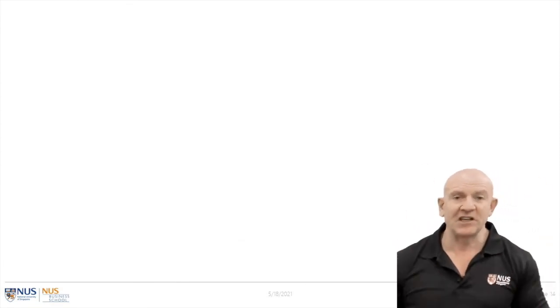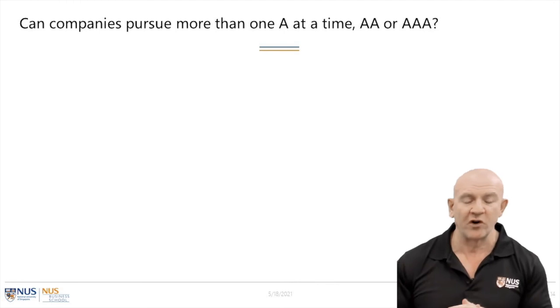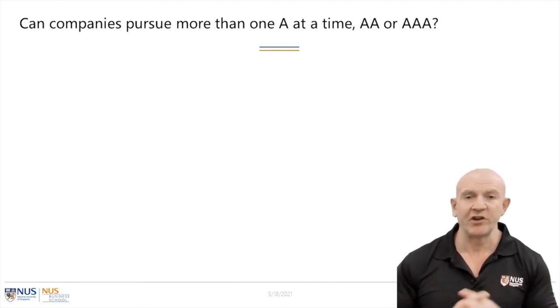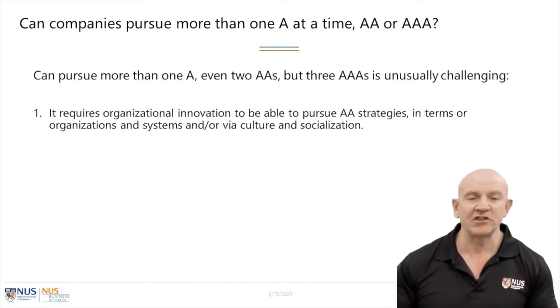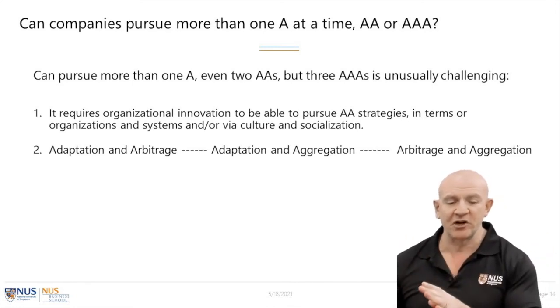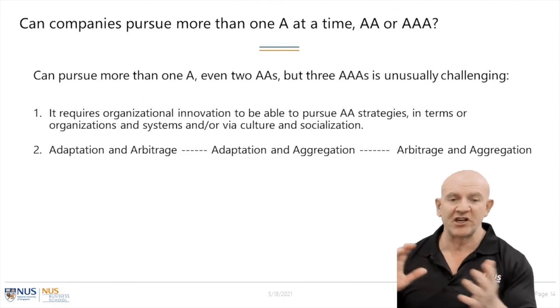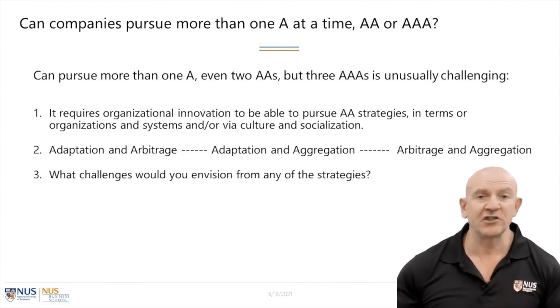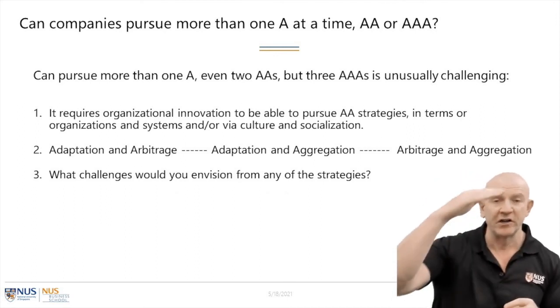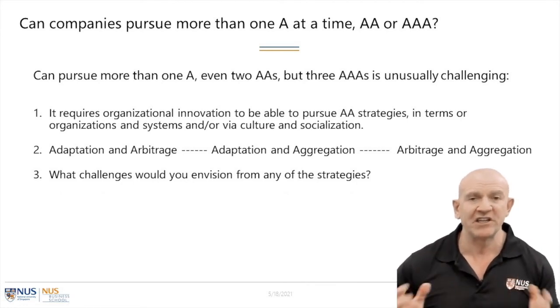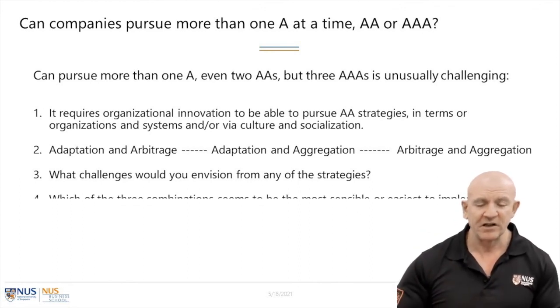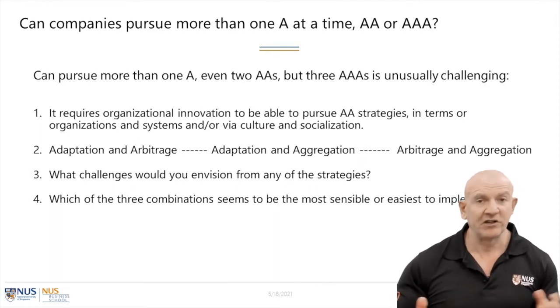We can think about these different companies, and I challenge you with the question: do we see companies pursuing more than one A at a time, right? Can they pursue more than one A at a time? This requires innovation to be able to build up the strategies, and to know which combinations also make sense. Do you link adaptation with arbitrage? Do you link adaptation with aggregation? Do you link arbitrage with aggregation? And then if we're doing this, what challenges would come about? Going back to those previous slides on coordination, communication, and so forth, how do we begin to integrate these implementation elements to be able to achieve this combination of strategies? Extremely, extremely challenging. Would it be sensible to implement these? I really don't know, but definitely focus on one. There's a lot of sensibility in that, right?